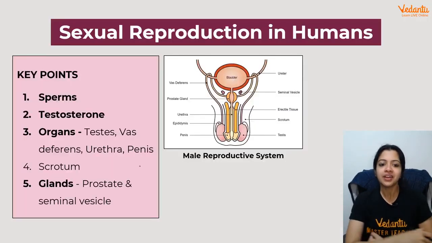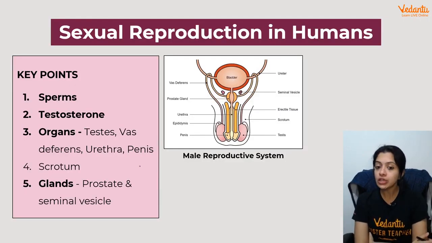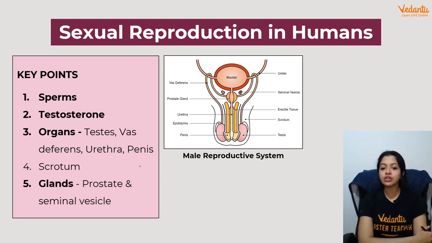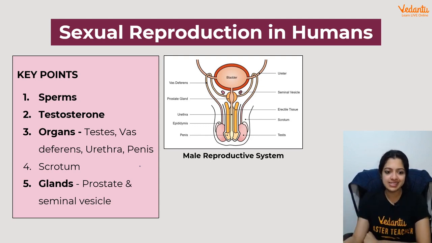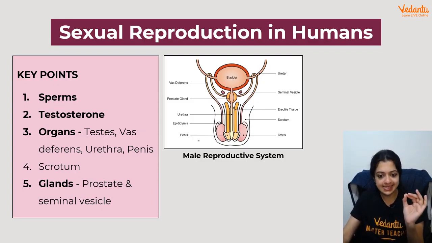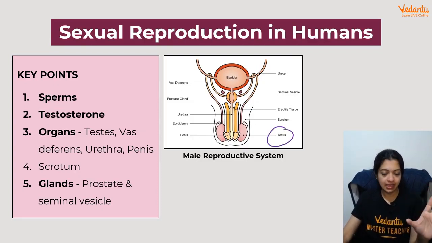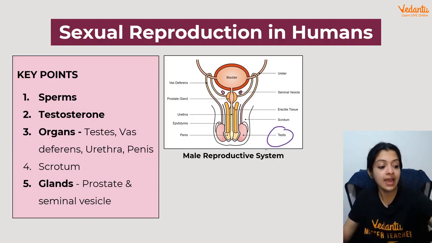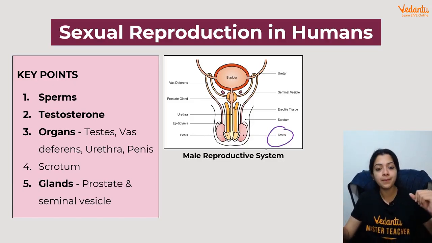Right. Now, what about human beings? Sexual reproduction in human beings. The male reproductive system includes these parts, starting with the testes. Now, the testes produce the male gamete, sperms, and the hormone testosterone, right?